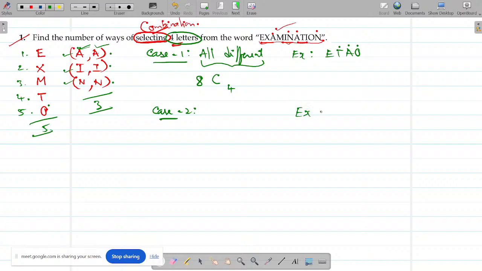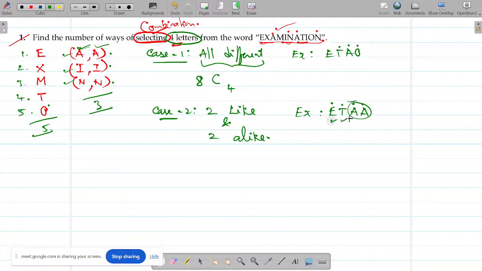For example, I may take it as E, T, A and A. E is appearing only once, no problem. T is appearing only once, no problem. But when I take A, I'll get 2 times. I may get this option also, this way of choosing. So this is 2 alike and 2 different, which means 2 different and 2 are same.